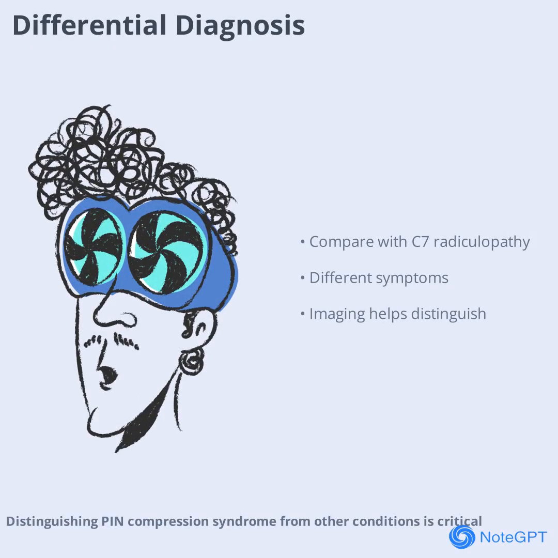Distinguishing PIN compression syndrome from other conditions is critical. One important differential diagnosis is C7 radiculopathy, which can present with similar symptoms but has different underlying causes and treatment strategies. Unlike PIN syndrome, C7 radiculopathy involves nerve root compression at the cervical spine and may present with additional sensory changes or reflex abnormalities. Careful clinical evaluation and appropriate imaging are essential to differentiate between these conditions and guide effective management.